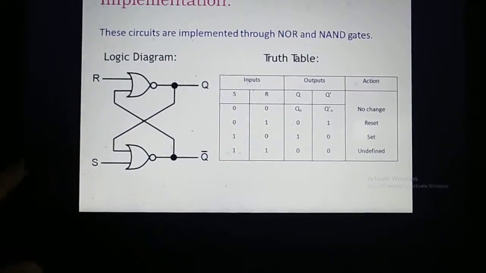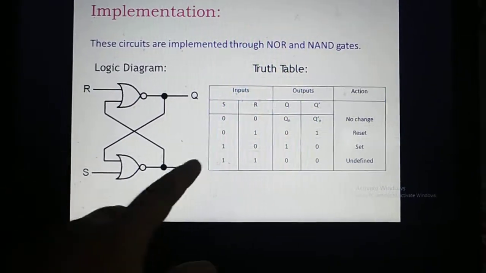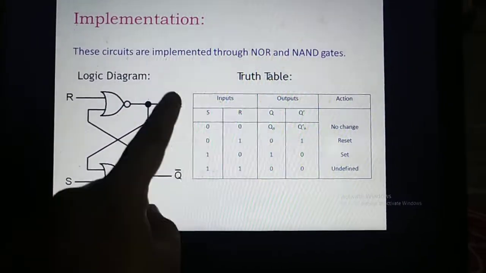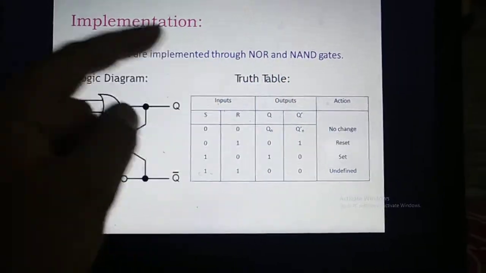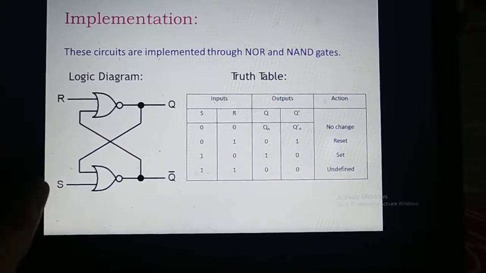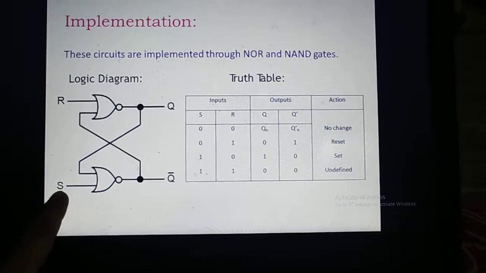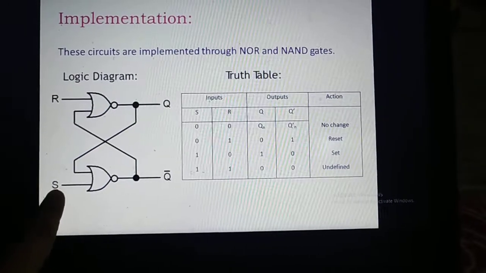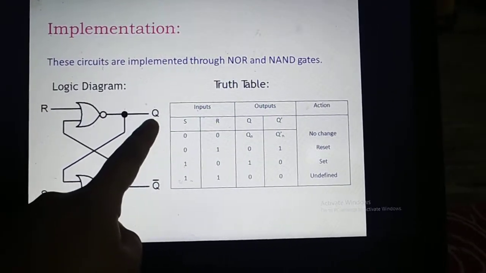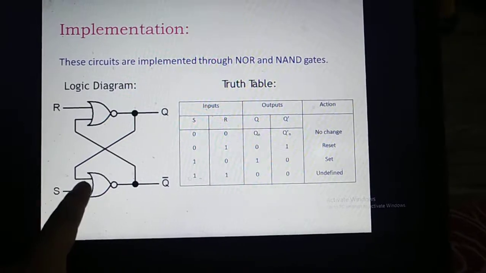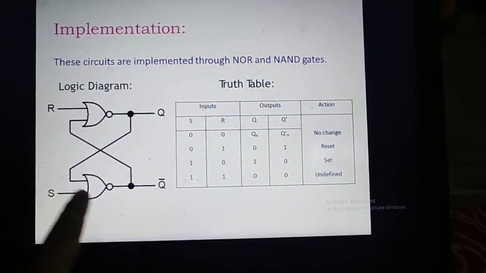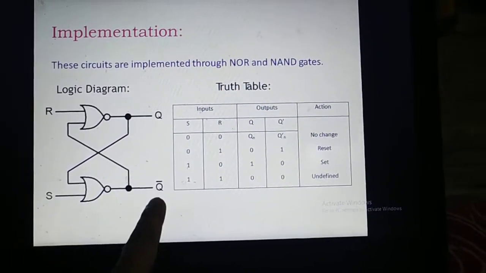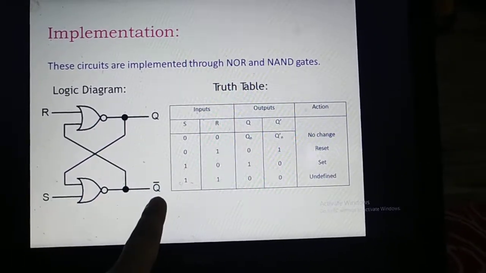Let's take the first condition, when we want to set the output. We want Q equal to 1, and we assume Q was 0 in the previous case. So for the set condition, S is 1 and R is 0. S is 1, and Q's previous state is 0, so 0 comes here. So we have 1 and 0. The NOR output of 1 and 0 inputs is 0, so Q bar is 0.